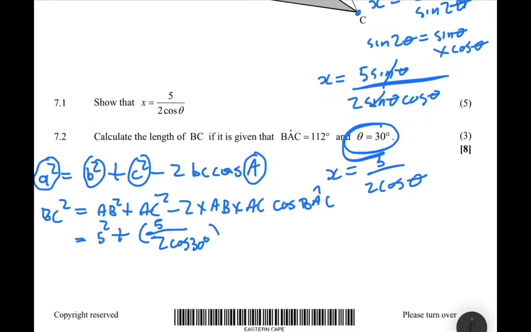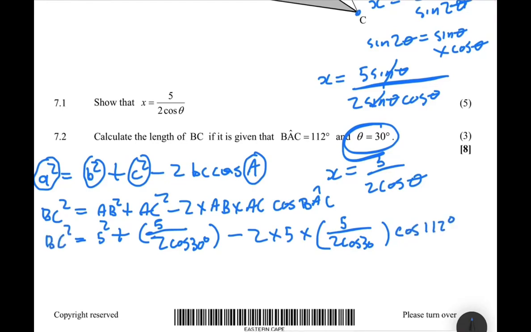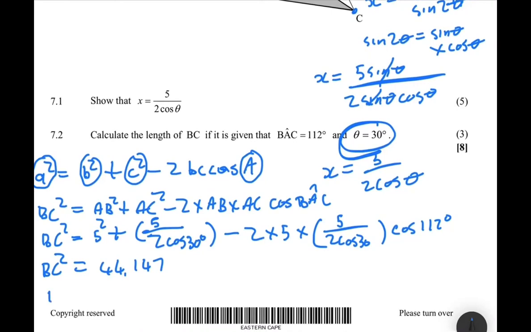And then minus 2 AB, where AB is 5, and then AC is 5 divided by 2 cos of 30 degrees, and then cos of BAC, which is 112 degrees. This is BC squared. And then you will find that BC squared is equal to 44.147. If you take square roots on both sides, you get BC equals 6.64 units.